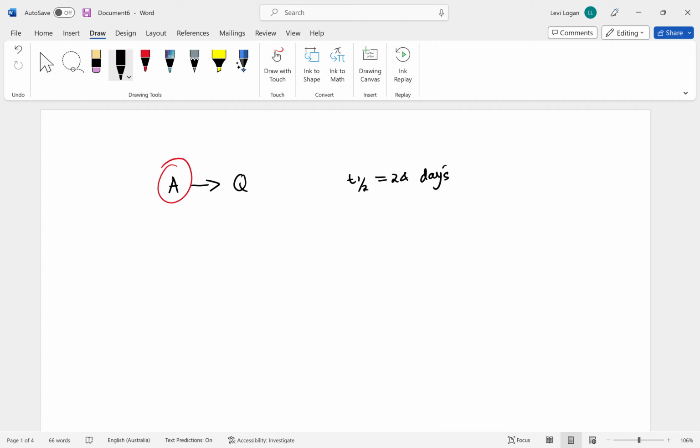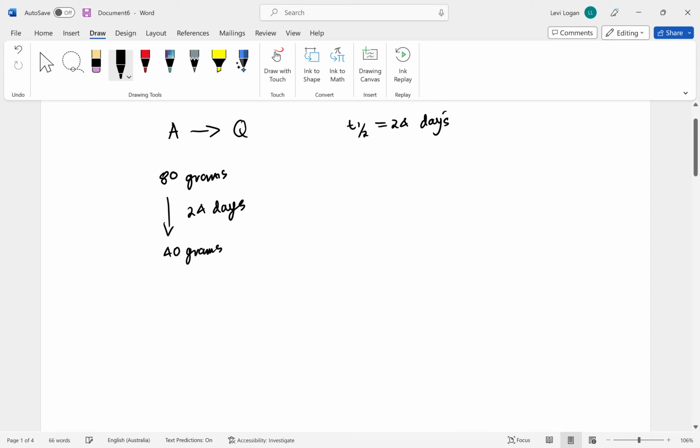So let's say initially we have 80 grams of some element A. These aren't actual elements here, these are just letters I've chosen; they could represent any element. So initially we have 80 grams. After 24 days, we're going to have 40 grams. And after another 24 days, we're going to have half of this amount, so that's going to be 20 grams.